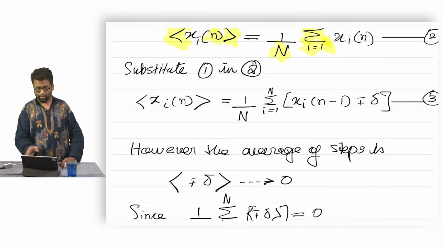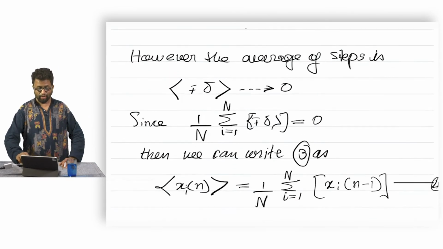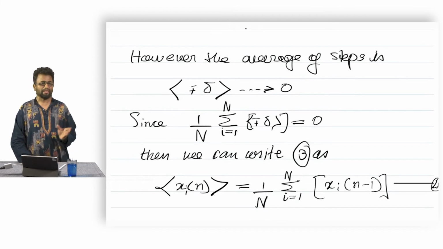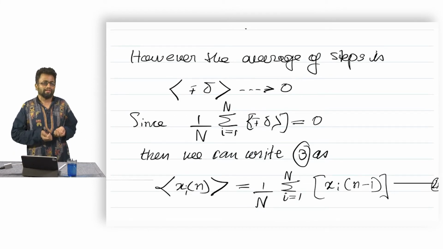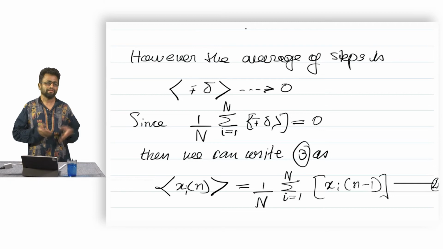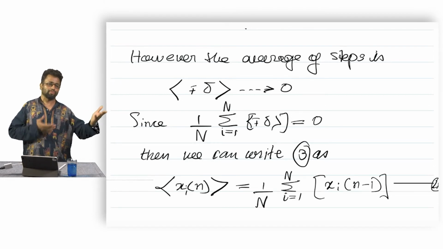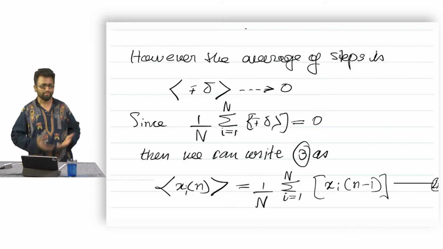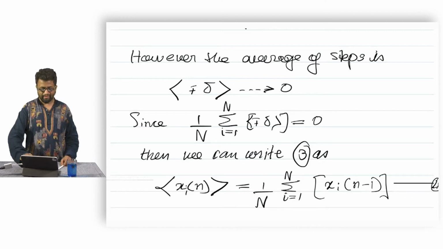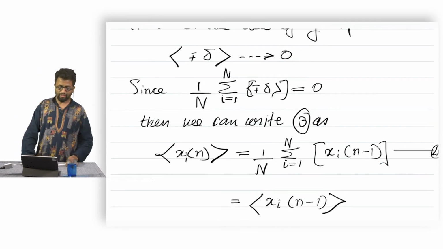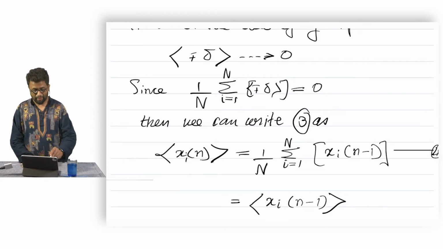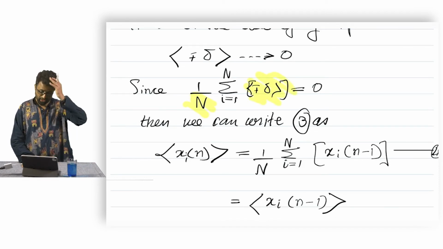we substitute that and put it in here. But the average of n steps, that is to say plus or minus delta: if I toss my coin and say heads is 1 and tails is minus 1, and I do this 100 times, the average is expected to be 0, because plus 1, minus 1, plus 1, minus 1, minus 1, plus 1 gives 0. So the average over all particles of the summation of delta averages to zero.